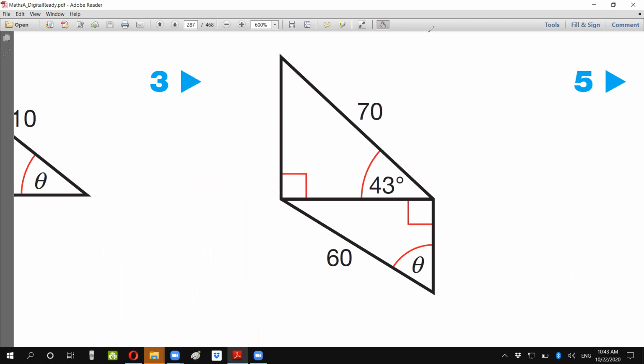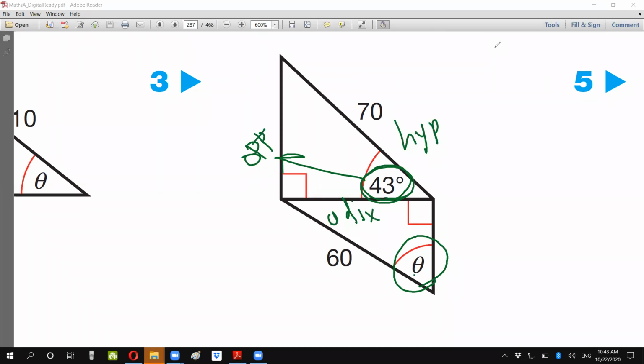Abdullah Ahmed. Yes, teacher. I want angle theta. As I told you, if the missing part is down, start from up. Start from this angle. This is opposite, this is adjacent, and here hypotenuse.